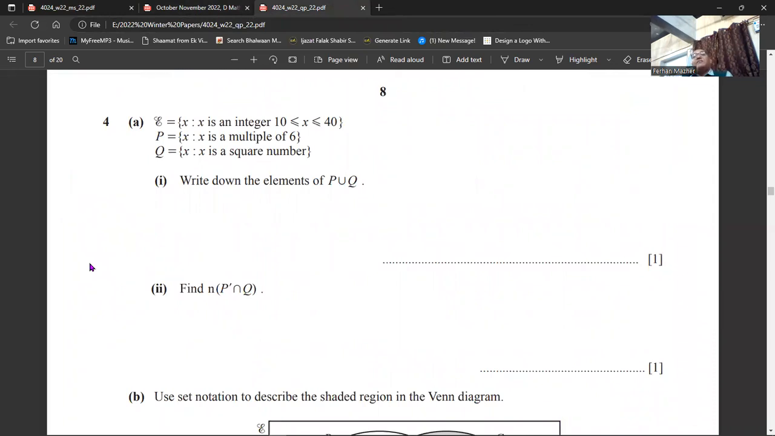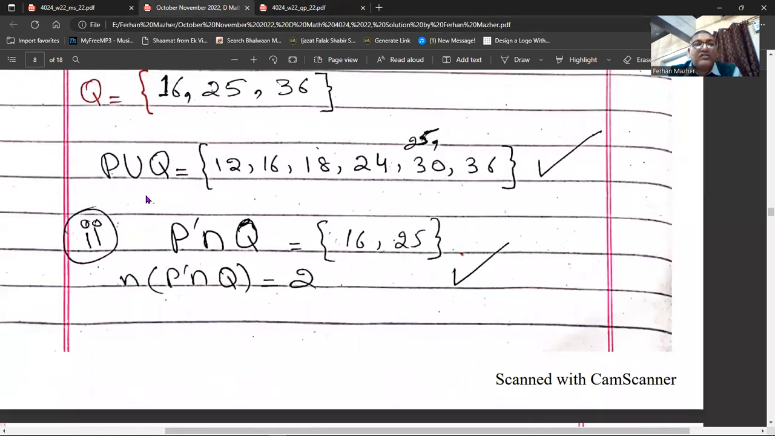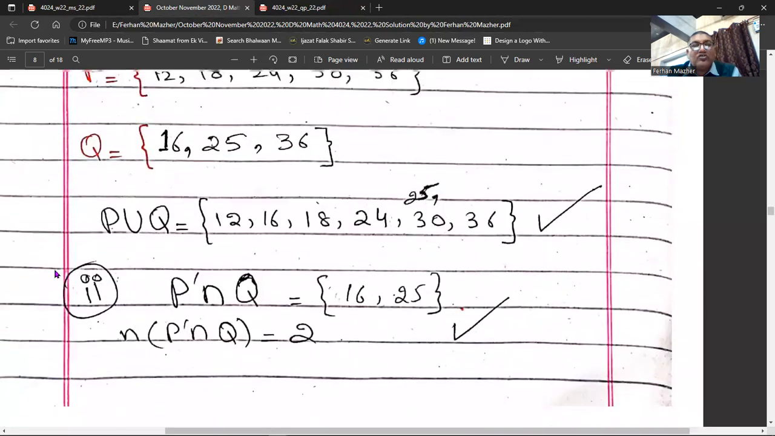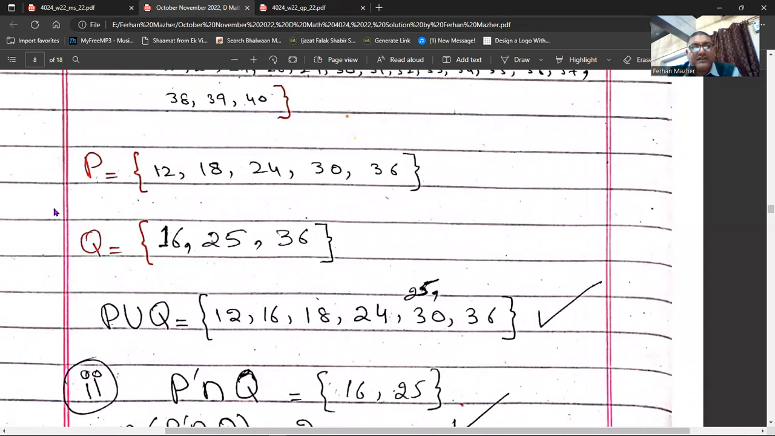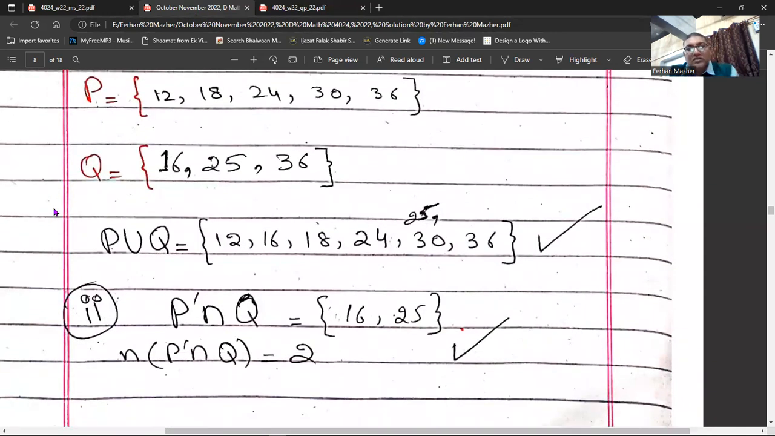Then their question is, find n, that means how many members are in P complement intersection Q. First of all, I need to find P complement intersection Q. P complement means the members which are in the universal set but are not present in P. And then you have to take what is common between P complement and Q, and if you make the list, they will be 16 and 25 only.